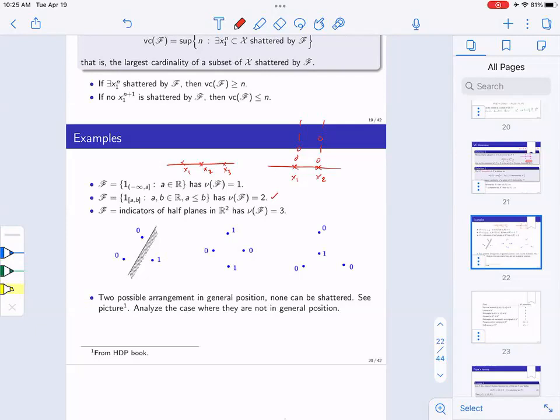Why? Yeah, okay, great. It's really fun to come up with these. So when you restrict this class of functions to this set, this function cannot be realized. Because if you pick x1 and x3, you have to also pick x2. The interval is convex. So this function cannot be realized. Does it make sense to people?